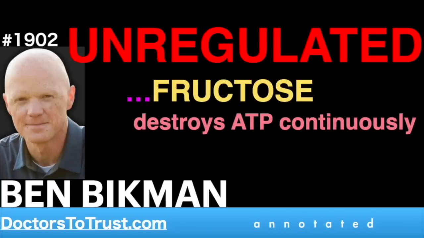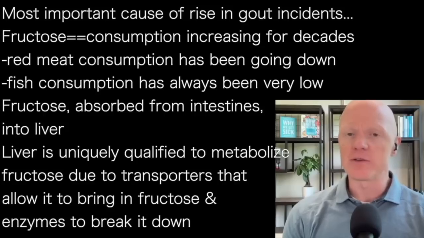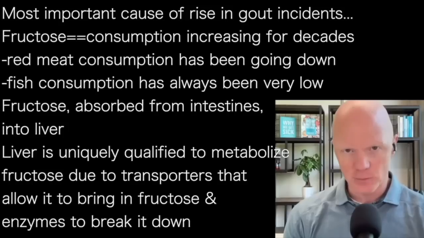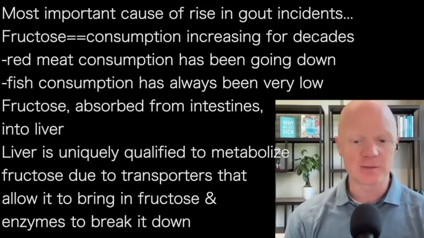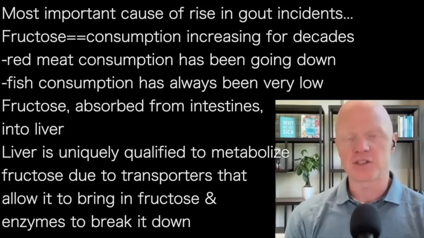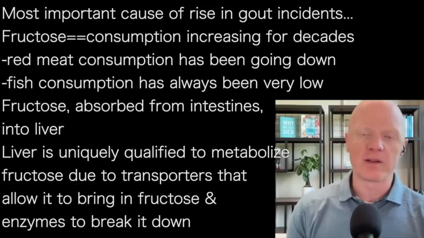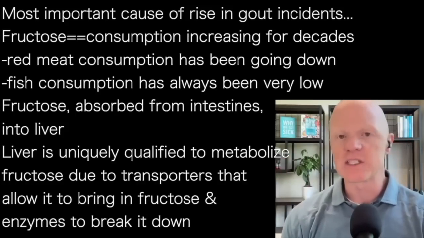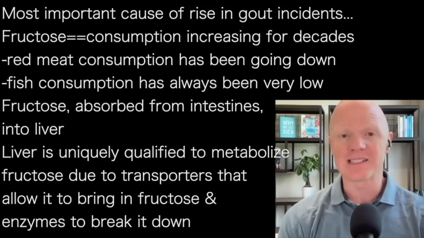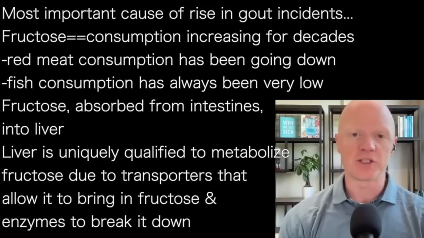Some of the evidence that I would cite, just at a very superficial level, to support the idea: we're worried about the increasing frequency of gout, and it is more frequent, so how do we square that curve? How do we reconcile that with the fact that red meat consumption has been going down generally, and fish consumption has always been really low? If one of these variables is going down or at best staying flat, how can the other one be going up? There must be something else that explains it. And indeed, I think that something else is fructose, the consumption of which has been increasing for decades.